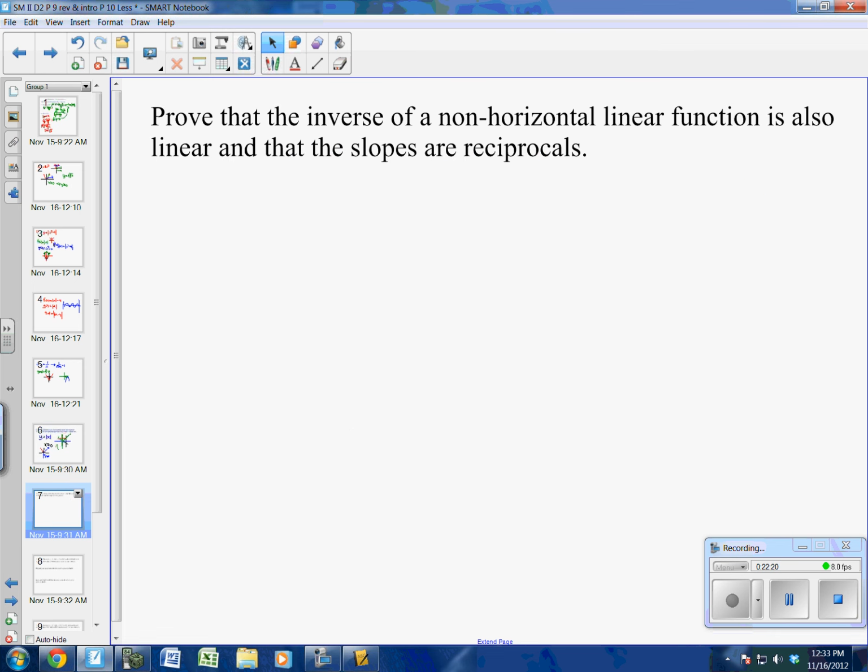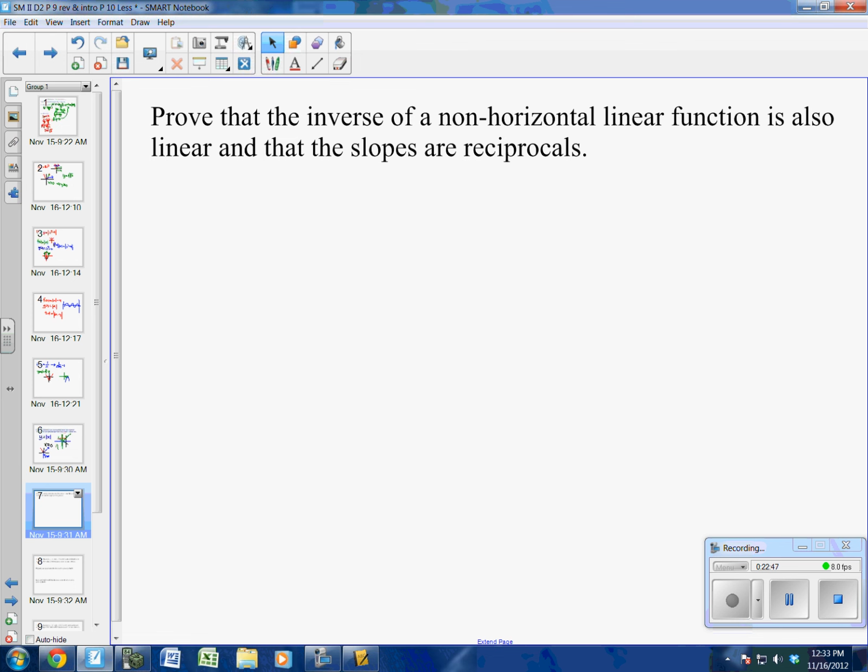I'll give you guys all candy if someone in this class comes up with this one. No, I don't mean everybody has to get it. Just one person has to get it. But everybody gets candy. Prove that the inverse of a non-horizontal linear function is also linear and that the slopes are reciprocal. It says it right there. Read it.